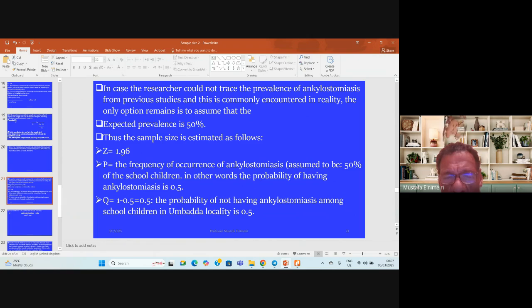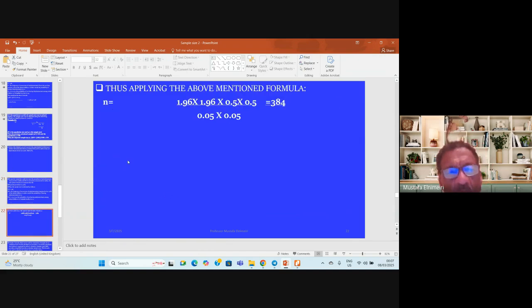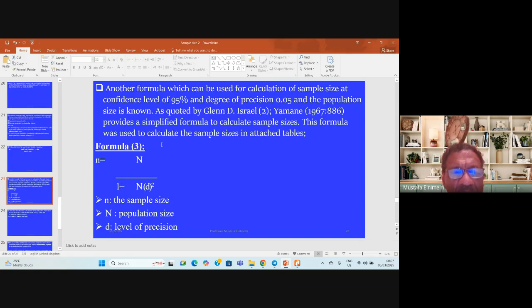In other words, the probability of having it is 0.5, and Q is 1 minus 0.5, which is 0.5. The probability of not having ankylostomiasis among school children in the study area is 0.5. And then we can substitute in the formula as follows. n is 1.96 multiplied by 1.96 multiplied by 0.5 multiplied by 0.5 divided by 0.05 multiplied by 0.05, which is equal to 984.